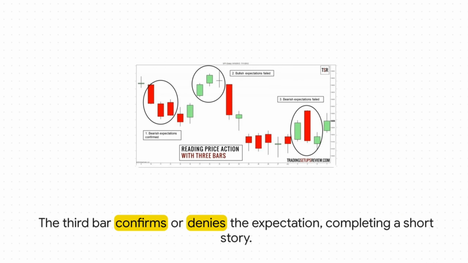And then you add a third bar, and suddenly you have a complete little story. The first two bars create the setup, right? They form an expectation. That third bar is the punchline. It either confirms that expectation, maybe suggesting momentum is building, or it completely denies it, which could signal a reversal. It's a full narrative. You get a setup, you get the action, and you get the resolution.